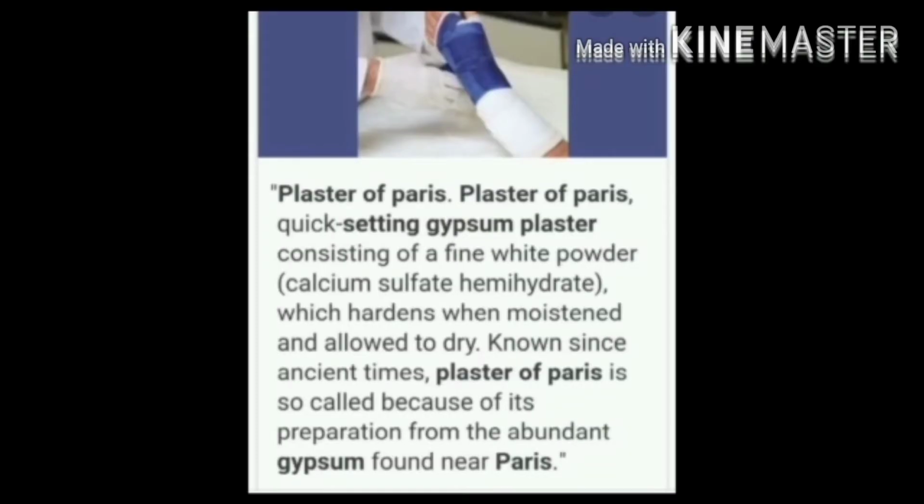Plaster of Paris is a fine white powder which hardens when moistened and allowed to dry. Known since ancient times, plaster of Paris is so called because of its preparation from the abundant gypsum found near Paris.